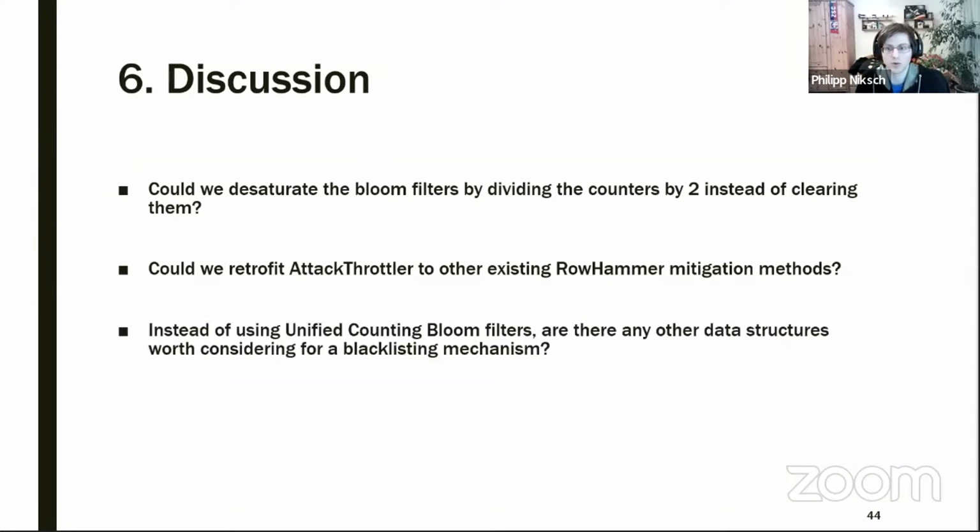And the next question we could have is, instead of using the unified counting Bloom filters, are there any other data structures that are worth considering for a blacklisting mechanism?